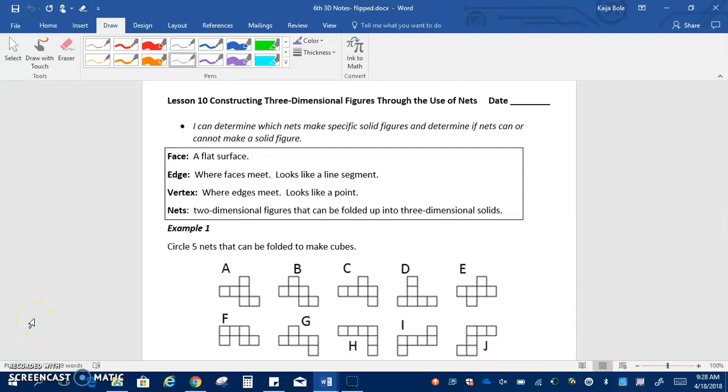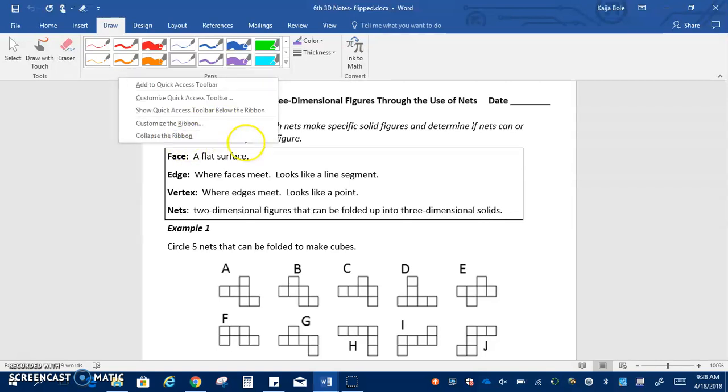Alrighty, so here we are on lesson 10, constructing three-dimensional figures through the use of nets. So we've talked about some of this vocabulary, but we're going to go through them again up here at the top in the box. A face is a flat surface. So the face of any 3D shape is that flat part, something you can run your hand down, and that makes up one of the shapes.